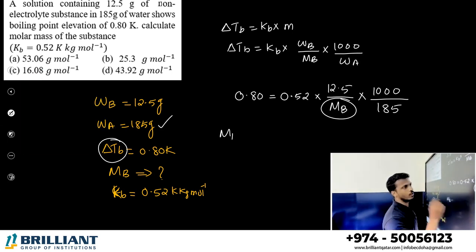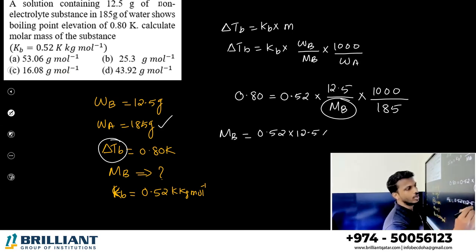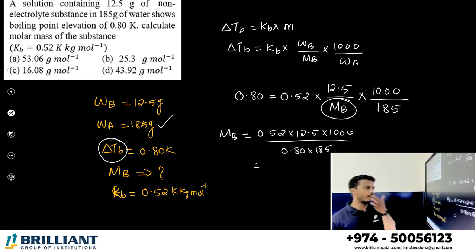MB is equal to 0.52 into 12.5 into 1000 divided by 0.80 into 185. Right, 0.52, 12.5 into 1000. 52, 12.5, you can cut it by 80, 185, 36 times. 52, 1000, 550, 185, almost 50.